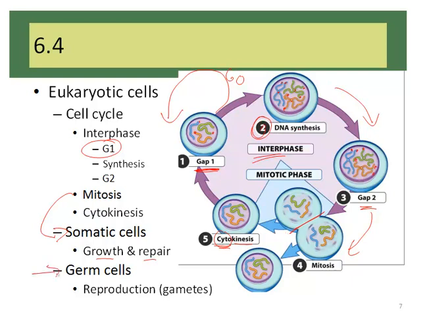Germ cells go through a slightly different process. They go through meiosis, and that only happens in reproduction to make gametes, and gametes would be the sperm if you're a male, or eggs if you're a female. So when I refer to the gametes, it's either sperm or eggs depending on the gender of the organism. So mitosis is only used in somatic cells for growth and repair. Meiosis is only used in germ cells for reproduction.